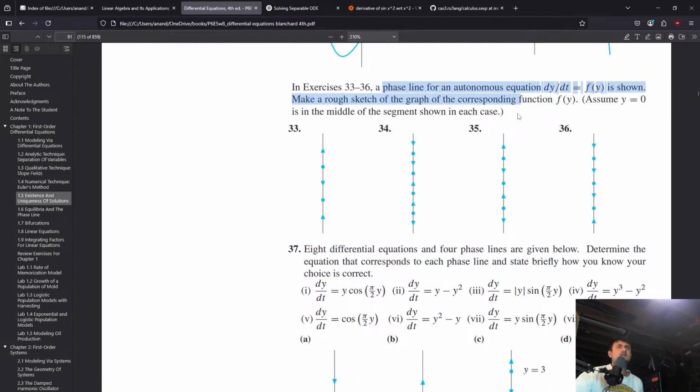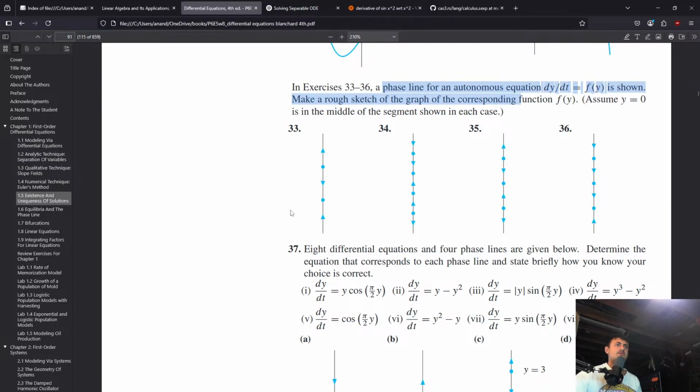A phase line for the autonomous differential equation is shown. Make a rough sketch of the graph. So we're going to have a line going across here, and this one's going to go up like that. This one's going to go down like this and level off here. And then this one is going to come from minus infinity and come up and level off on this equilibrium. So this is a sink, and this is a source.